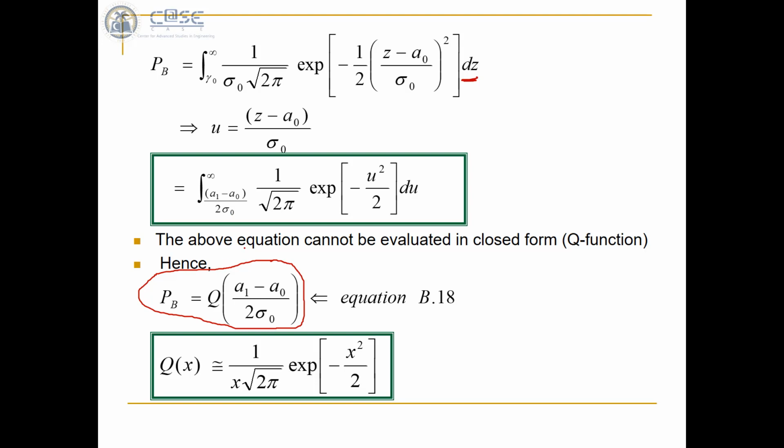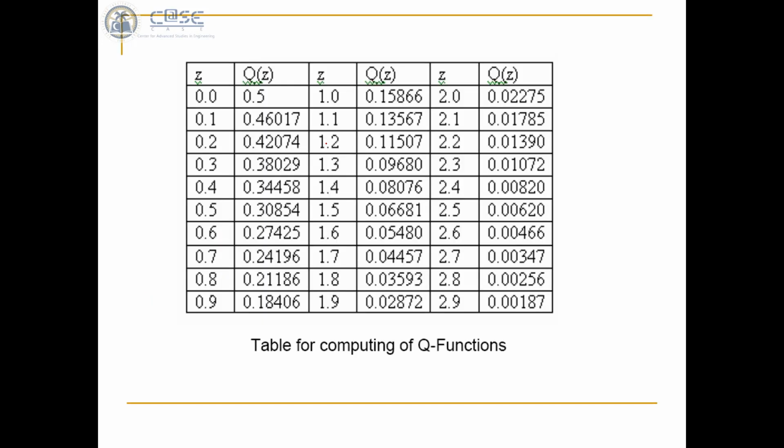We couldn't get the closed form using this integral. However, we can get the tabular form using the Q function, and we are given Q tables that are pre-calculated numerically against different values of the arguments of the Q function. For example, here if the argument of the Q function is 0, you end up calculating Q of z as 0.5. These values are given, right? So all you have to do is to compute the argument of the Q function, which is z.